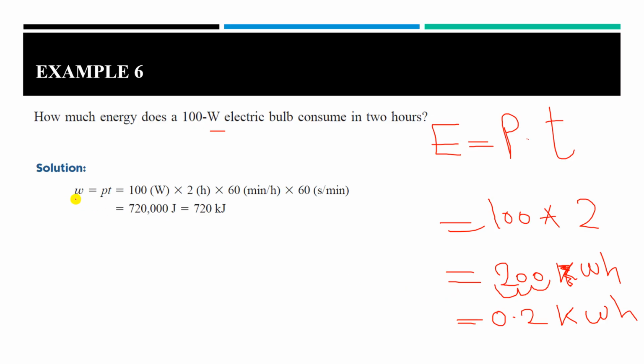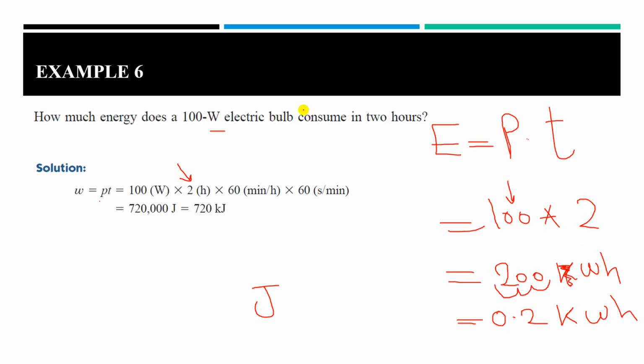Here, the energy is equal to power multiplied by time. Okay, so power here is 100 watt and time 2 hours. So if you multiply these two, you will get 200 watt hour or 0.2 kilowatt hour. That is the first solution. Second solution, if you would like it in joule. Okay, instead of watt hour, I would like it in watt second or joule.